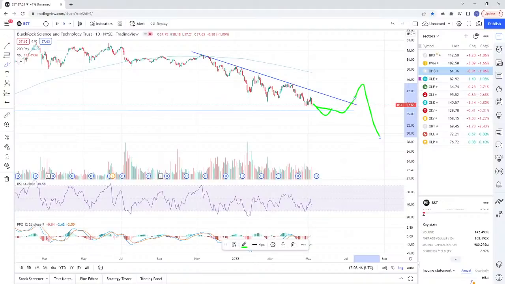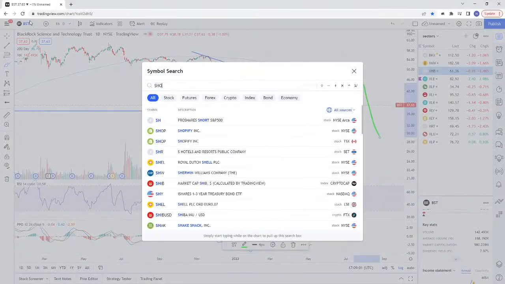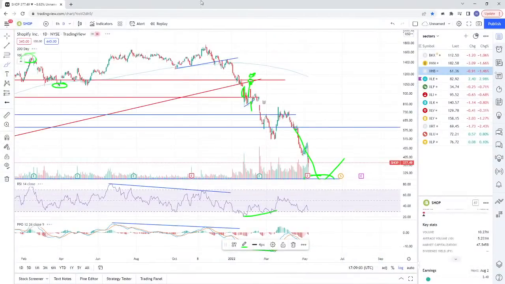Someone said I called oil at mid 30s, high 60s, and lots of other things. Yep. Yeah. Thank you. I covered Nvidia. Google should continue lower. Shop got wrecked. That's a dumpster fire.